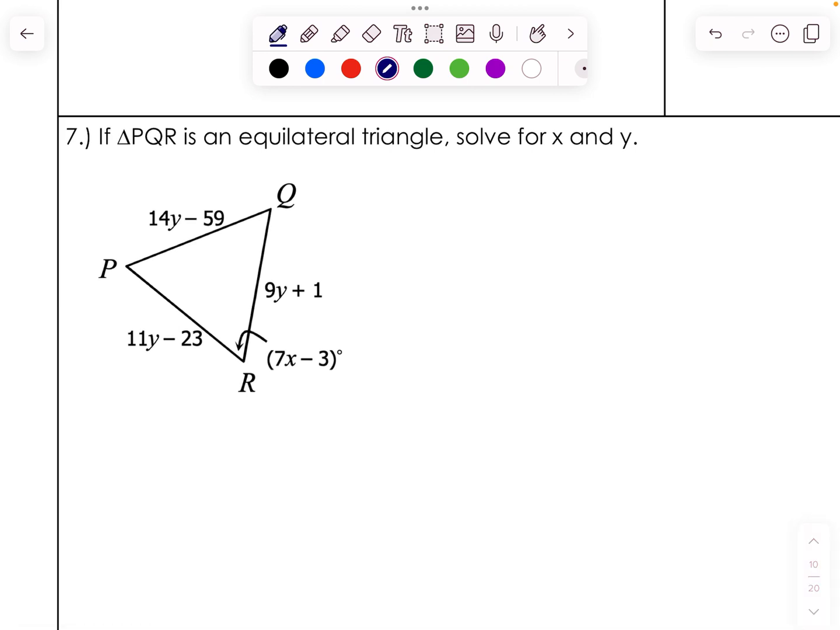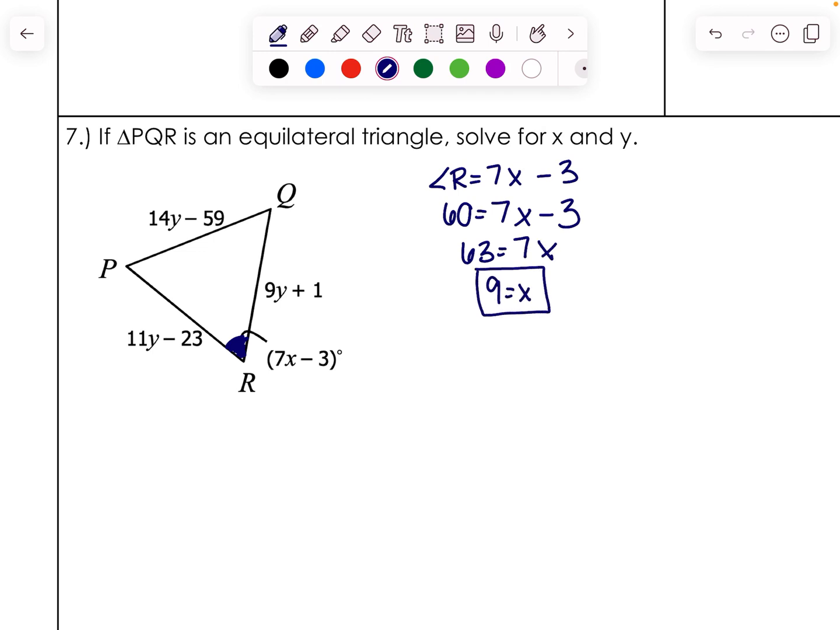Okay, then if we add in a little bit of algebra, I have one where I want to find my x's and find my y's. So first thing I notice is that they tell me that angle R is equal to 7x minus 3. Well, since this is an equilateral triangle, I know angle R has to be 60 degrees. So then I can solve. So I add 3, I get 63 is equal to 7x. So x is going to be 9.